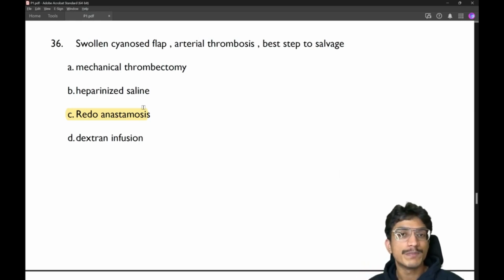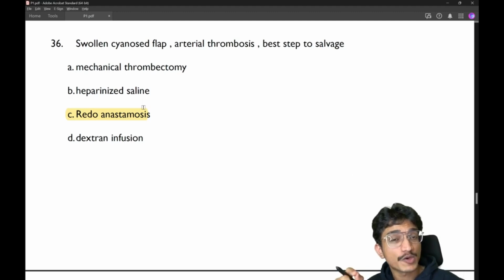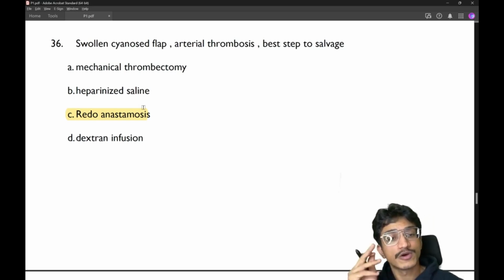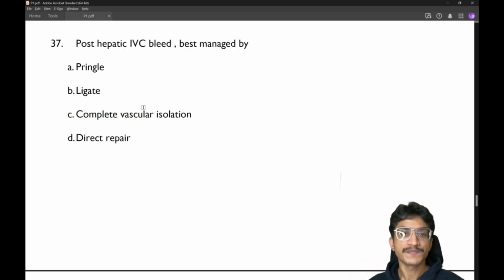You cannot do by anything else in arterial thrombosis. You cannot do by mechanical thrombectomy. You need to open the anastomosis and you need to redo it. You cannot do by just doing thrombectomy, heparinized saline, and you close it. You always need to do a redo anastomosis.